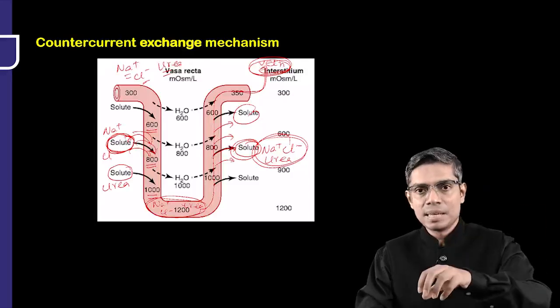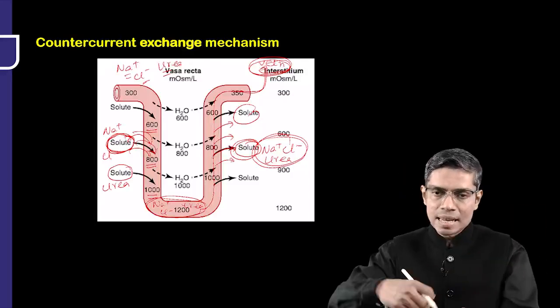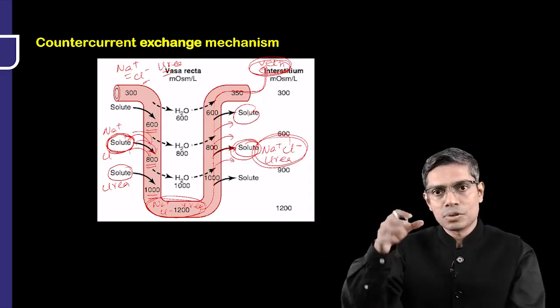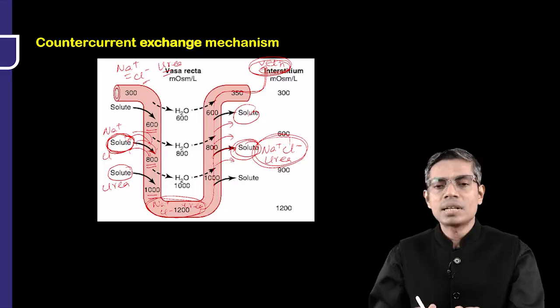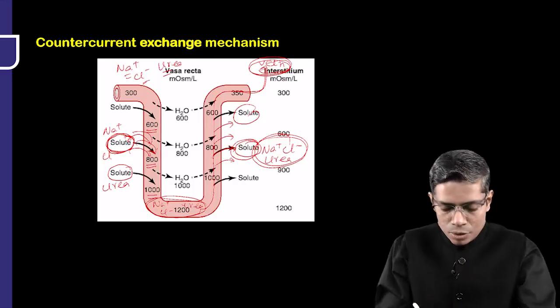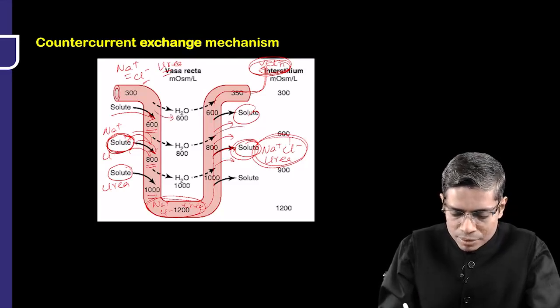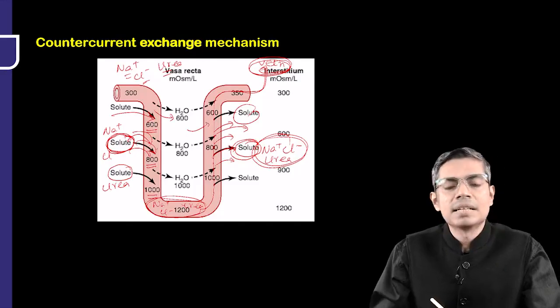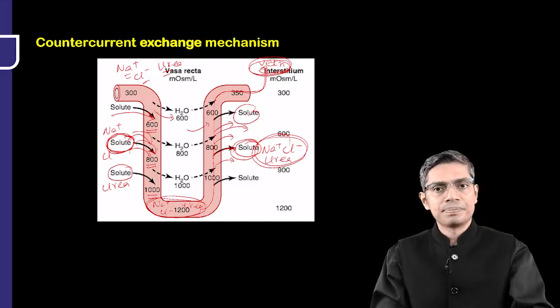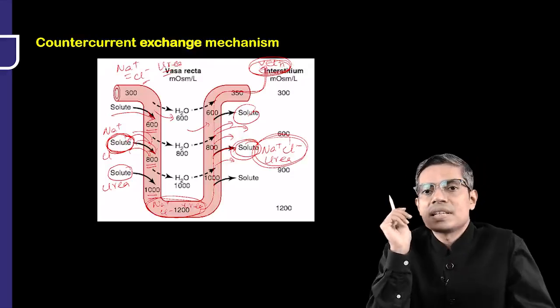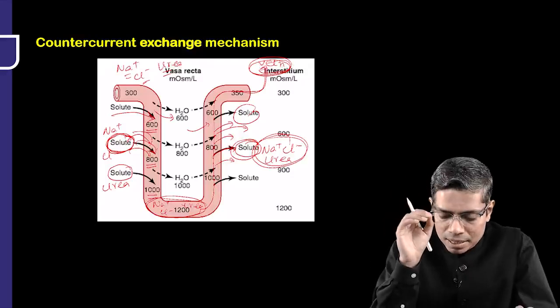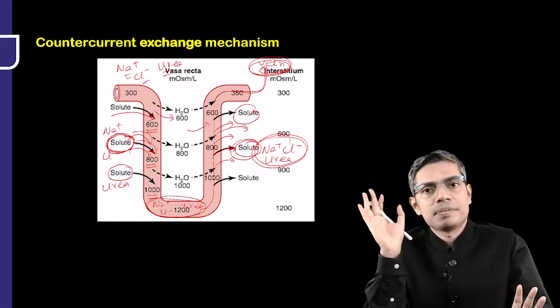Okay, the descending limb is taking the solute and the ascending limb is again bringing that solute into the interstitium, and water is moving in the opposite direction. When solute is entering the vasa recta, water is going out, and when solute is going out, water is entering the vasa recta. So this way, this loop of vasa recta is maintaining the medullary hypertonicity.